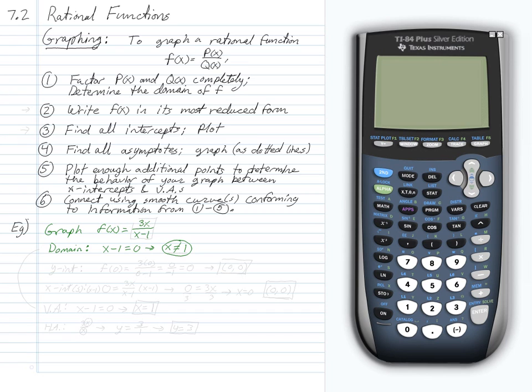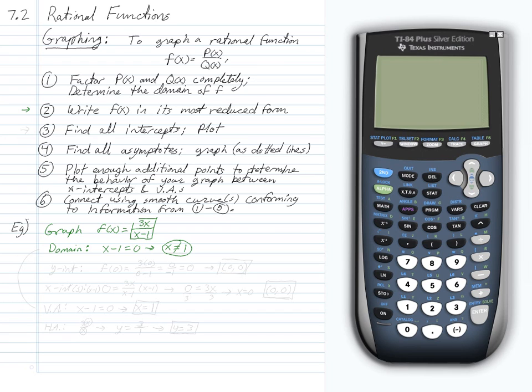Alright. Now again, since this function is relatively simple, and we have it here in its factored form, we can see that step 2 is not going to change things very much. There's nothing that will cancel in this function. I have a factor of 3 and x in the numerator, and I have a factor of x minus 1 in the denominator. None of these have anything in common. So that is our function, and that's what we're going to base the rest of our information off of.